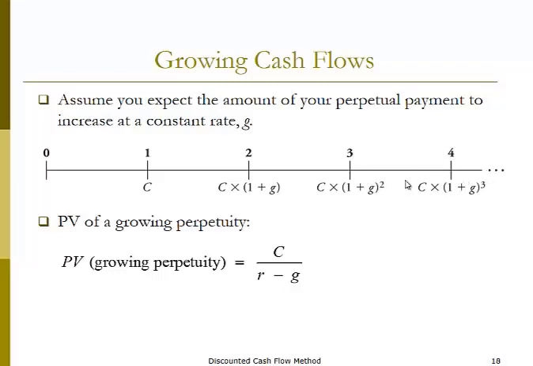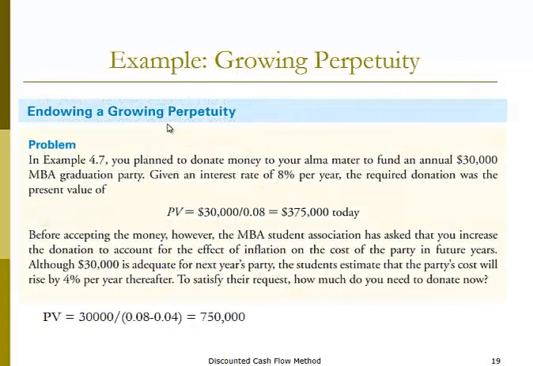After you simplify the infinite series, it reduces down to this very simple equation, which is C over R minus g. So we have the cash flow, rate of return, and growth rate in cash flow, all three variables in this equation. From the previous example, we made a little change here.